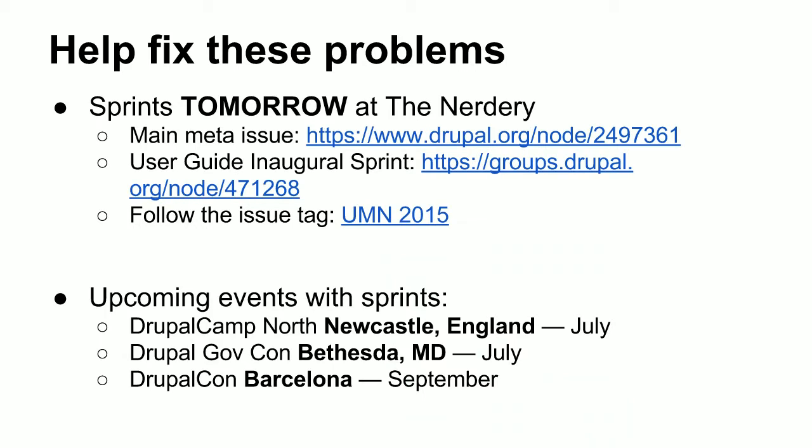The first link on the screen is a link to the meta issue. This is the issue that outlines basically the whole week and everything we did at a very high level. And then I think there are links to the actual listing of issues with the tag UMN 2015. Tomorrow at the Nerdery, we'll also have the inaugural sprint for the user manual that Joe and Jennifer will be leading. So if you know how to read and write and copy and paste anything on a computer, you should be attending that if you can.